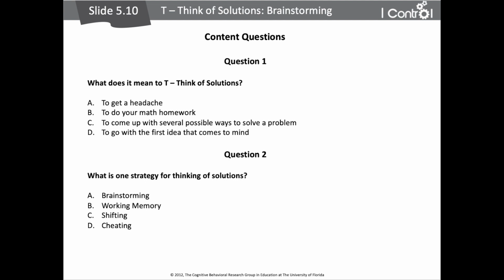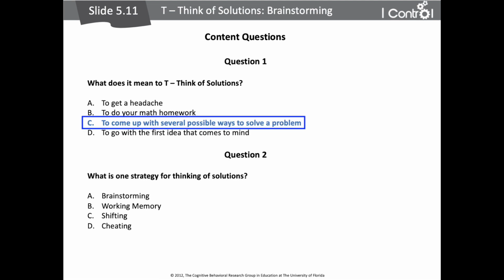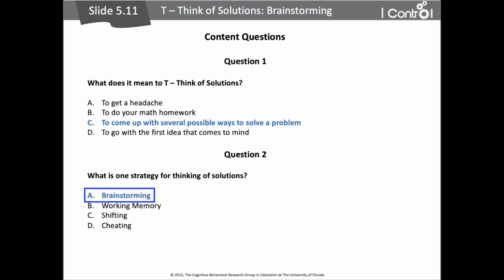For question 1, if you selected C, you're correct. T, think of a solution, means to come up with several possible ways to solve a problem. For question 2, if you selected A, you're correct. One strategy for thinking of solutions is brainstorming.